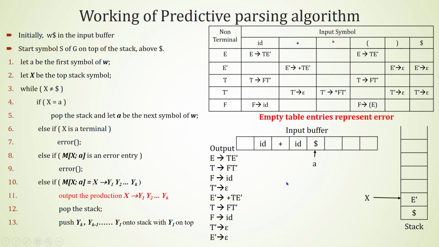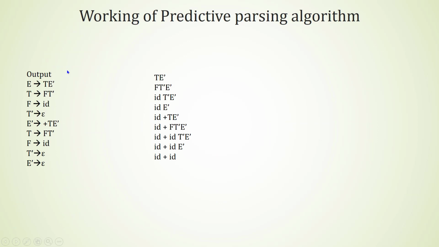Pop the stack. E dash will be removed from the stack. Push the production to the stack. Since it is epsilon, nothing will be inserted into the stack. Again, this while condition will be checked. Now x is dollar. So this while condition will not be true. So these steps 4 to 13 will not be executed anymore. So the execution of the algorithm is over. So now you have noticed the output. So this is the output which is generated from the parser.